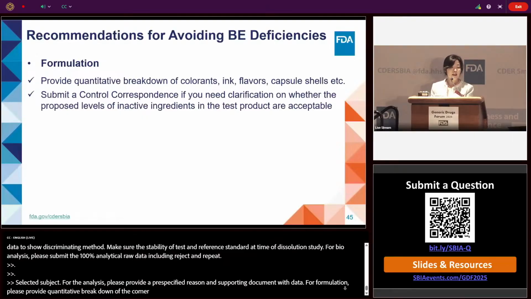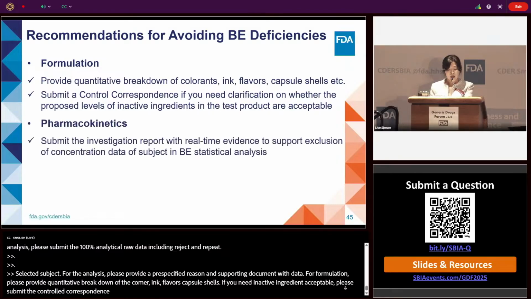If you need clarification on whether proposed level of inactive ingredient in the test product are acceptable, please submit the control correspondence. For PK, if you exclude the concentration data of subject in BE statistical analysis, please submit the investigation report with the real-time evidence for protocol violation.